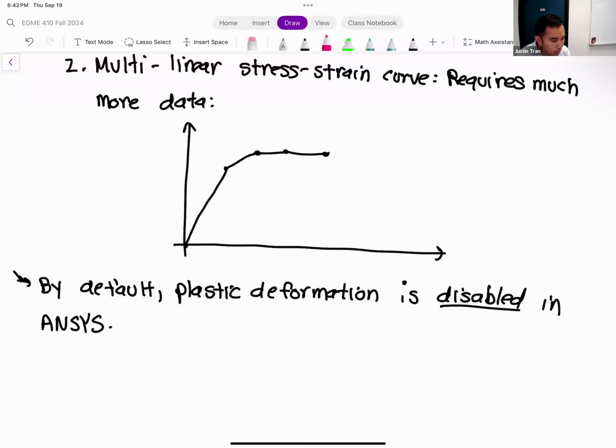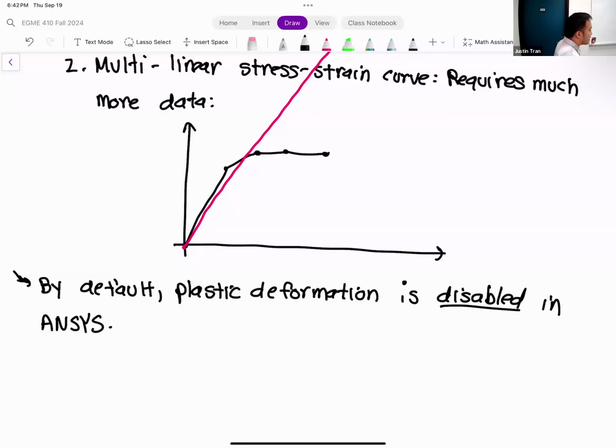If we draw out what ANSYS assumes, you basically have this linear stress strain relationship and it just goes on forever. If you don't turn on plastic deformation, that's what ANSYS is going to assume. As long as you keep linearly increasing the amount of load, your deformation and strain will also linearly increase.